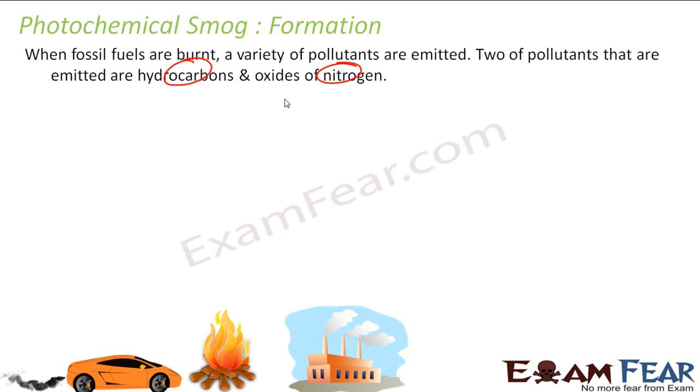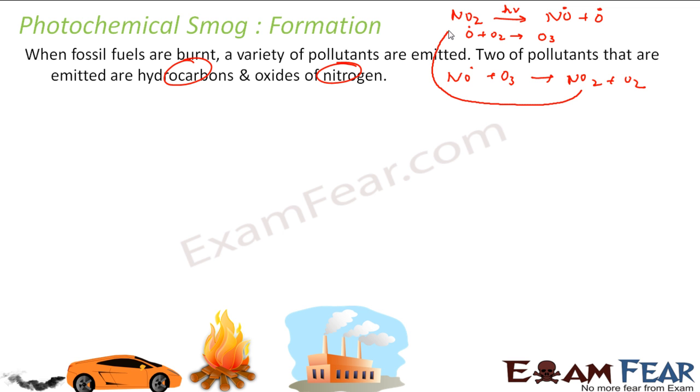So the typical reaction is, I have NO2. It reacts with sunlight and breaks, and you get NO free radical and oxygen free radical. This oxygen free radical will combine with O2 to give O3, ozone. And the NO free radical will combine with this ozone to give NO2 and oxygen, and this NO2 will further be used.